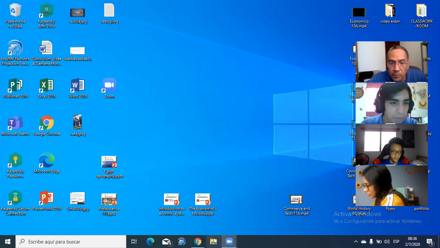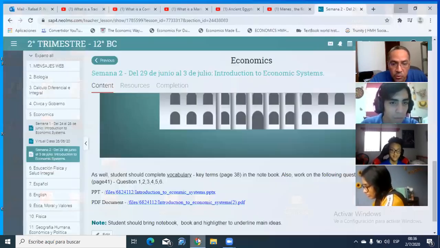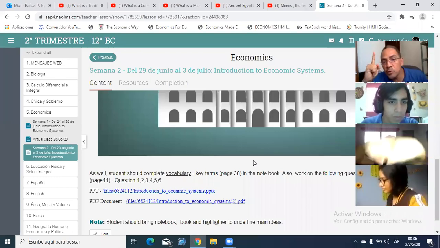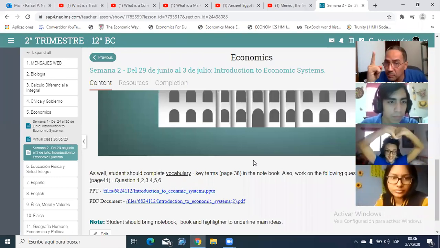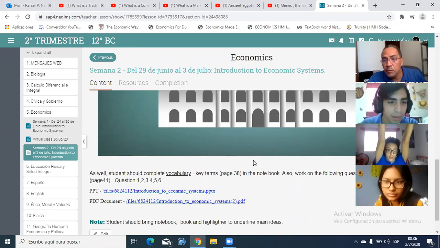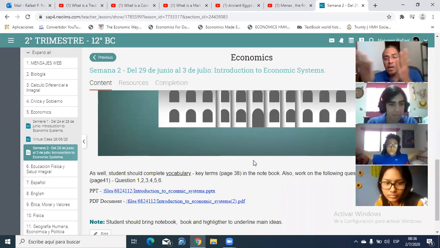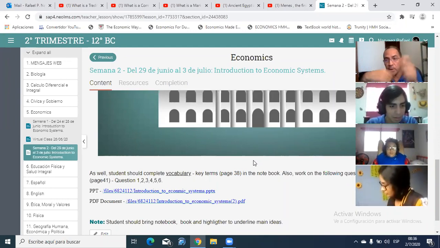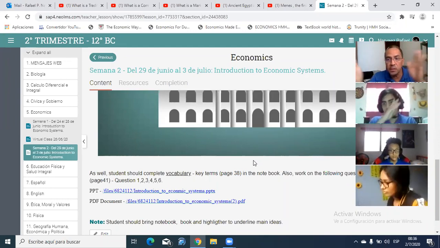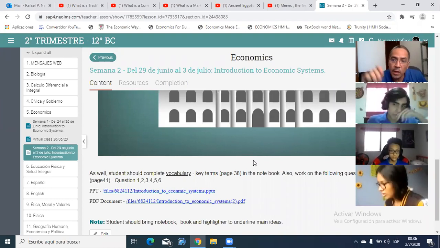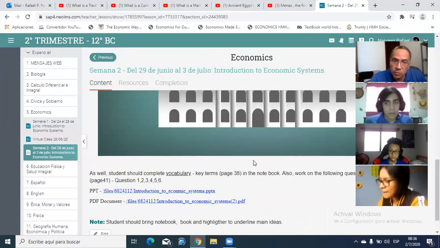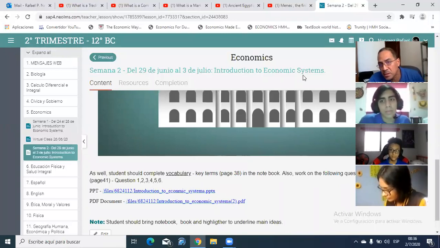Okay, before I begin the class, I'm going to show you here in your platform, you have already some assignments, guys. Remember, we're starting the second term, the second trimester. So you have to fold a page in your notebook in order to separate the first and second term, and right on top of the first page, this is the title: Introduction to Economic Systems.